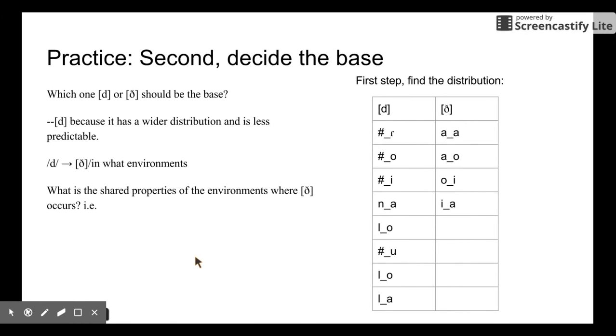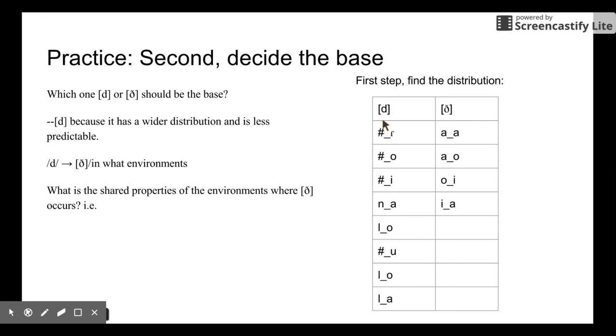Okay, and the second step is to decide which one should be the base. We need to find which one has a wider distribution and is less predictable. Actually, the third sound is occurring in different environments than this one. So actually the sound has a wider distribution.